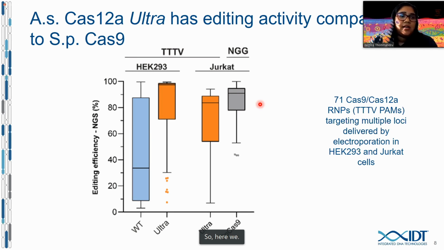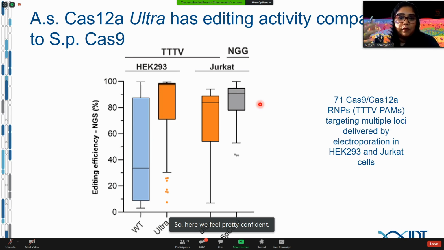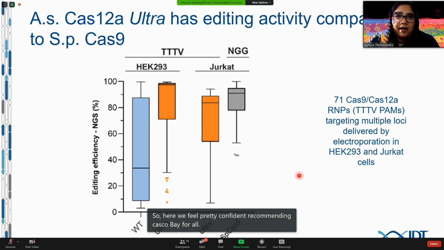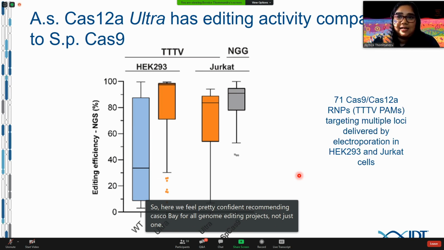So here we feel pretty confident recommending Cas12a for all genome editing projects, not just when Cas9 isn't available, not just when you're in an AT-rich region, but Cas12a can be used for any genome editing project.